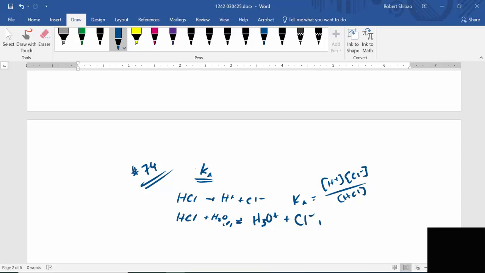Or I can write it down here. The Ka is going to be the hydronium ion concentration times the chloride ion concentration divided by the HCl concentration. Both of these are the same. These are equivalent.